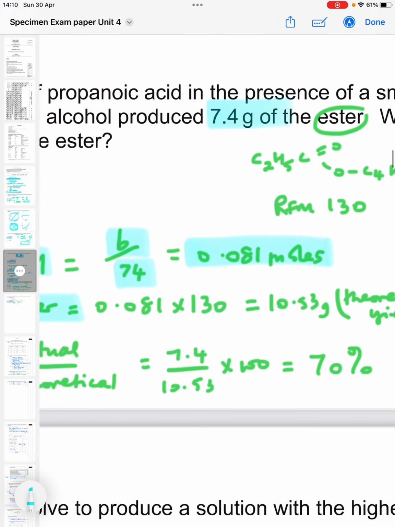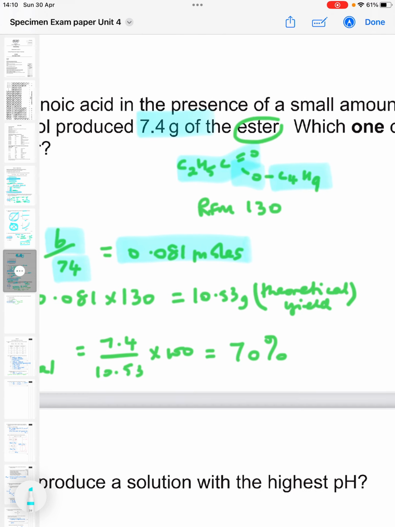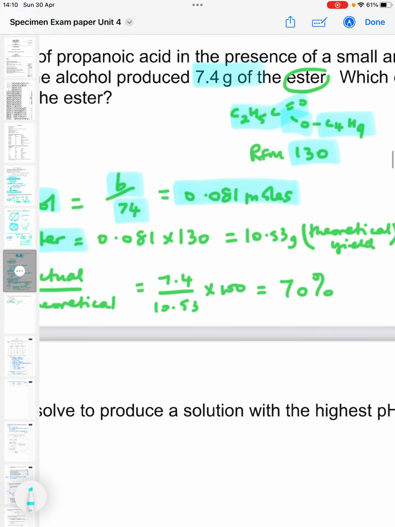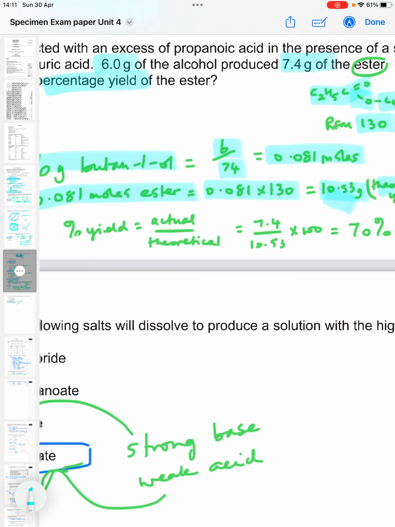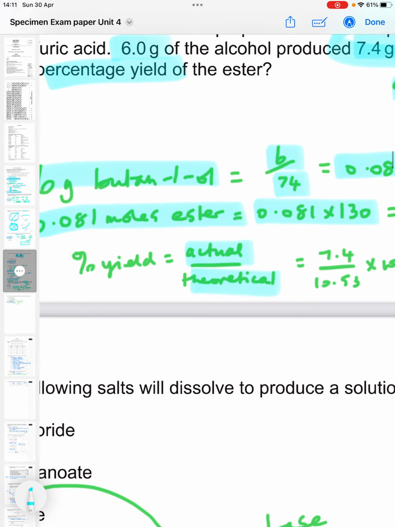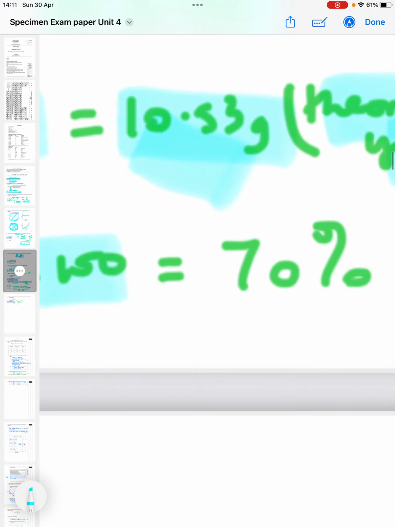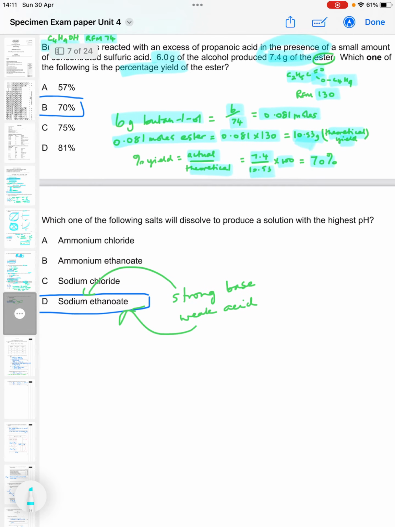So then we know there's the same number of moles of the ester, also 0.081, and the formula mass of the ester, I've drawn it out here, so we have C2H5C double bond O and then O C4H9. The formula mass there is 130. So 0.081 times 130 gives us 10.3 grams for the theoretical yield of the ester. And then when we look at the question, it says you actually got 7.4 grams. So the percentage yield is the actual yield divided by the theoretical yield. So 7.4 divided by 10.53 times 100 gives us 70%.